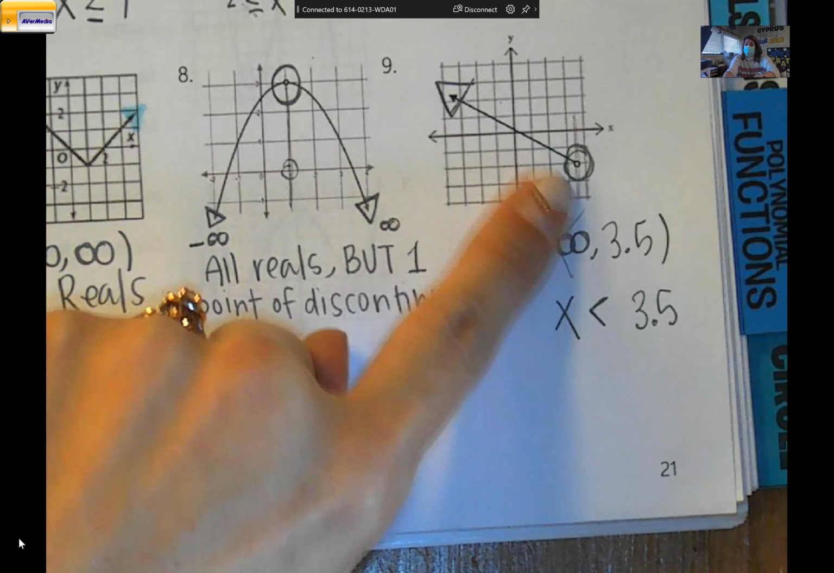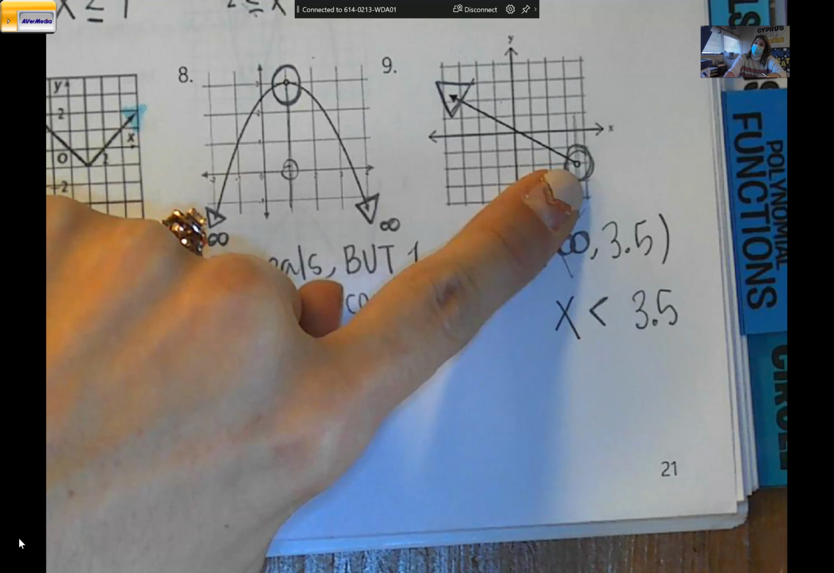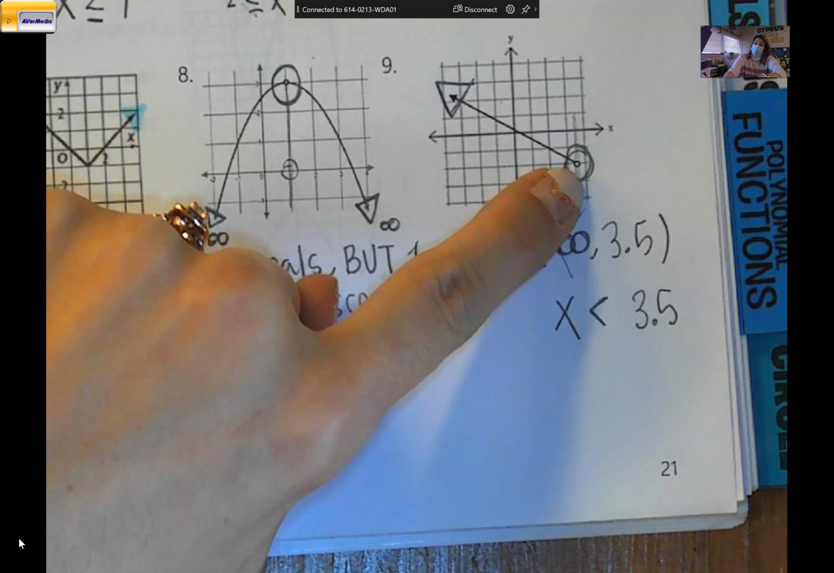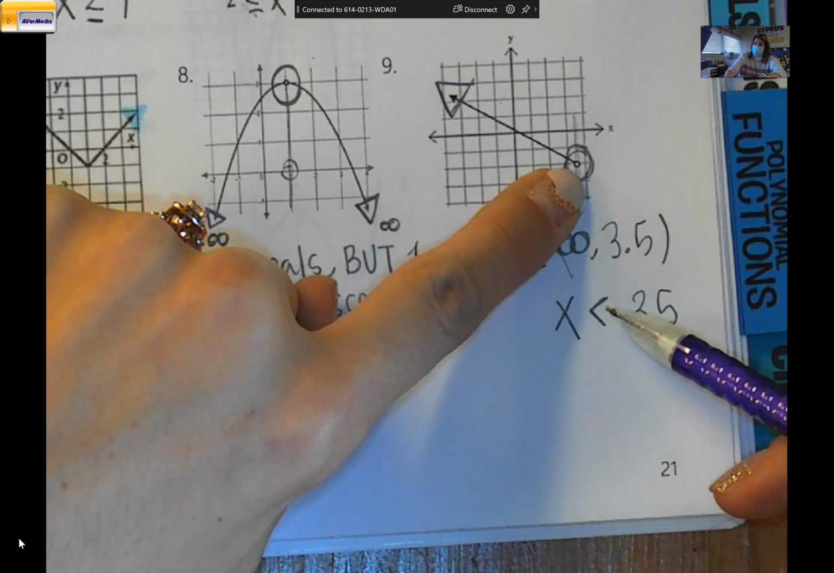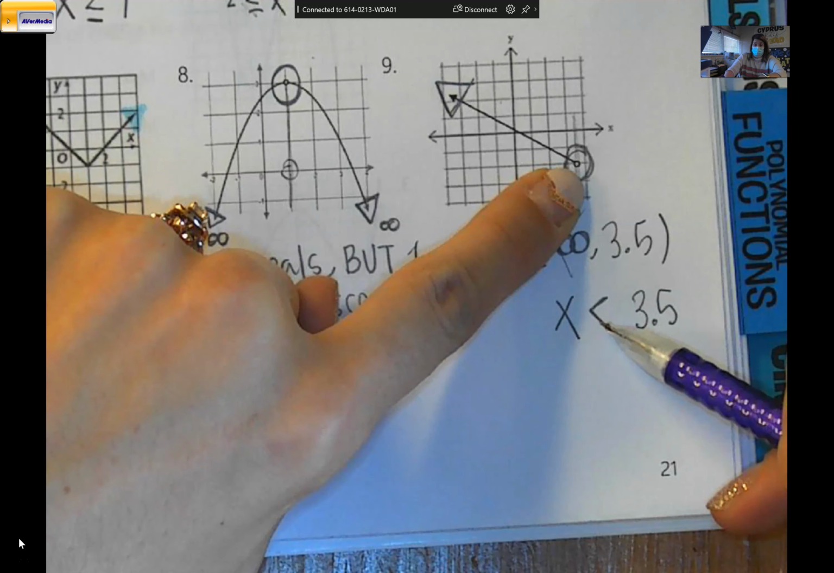Then you go to the other side. If the point is open, you don't put in equals. If it's closed, you put in equals. So do we add to this symbol? No. No, we do not.